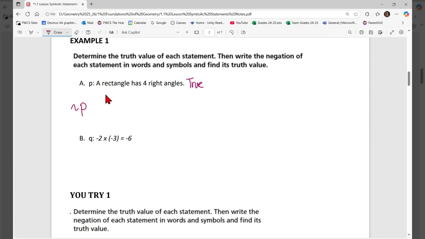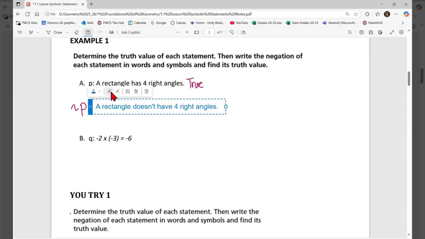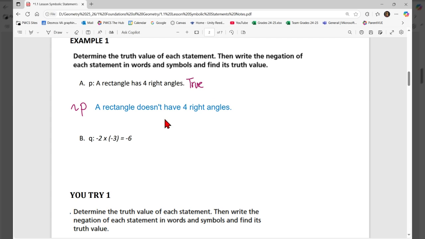And so instead of a rectangle has four right angles, and I'm going to type to save video length time, we're going to say a rectangle doesn't have four right angles. We are giving this statement the opposite meaning. So if my first statement was true, my second statement is false.